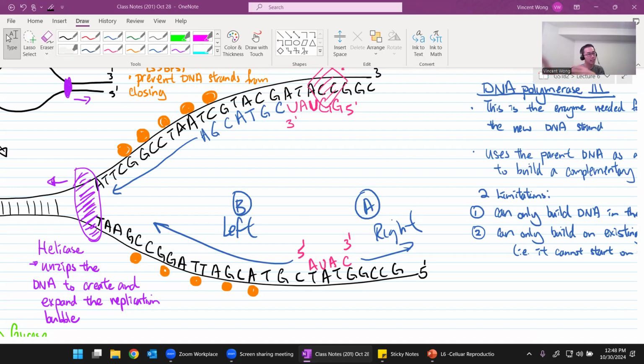When the DNA polymerase 3 comes and continues to build the strand, due to its limitation, which way is it gonna go?